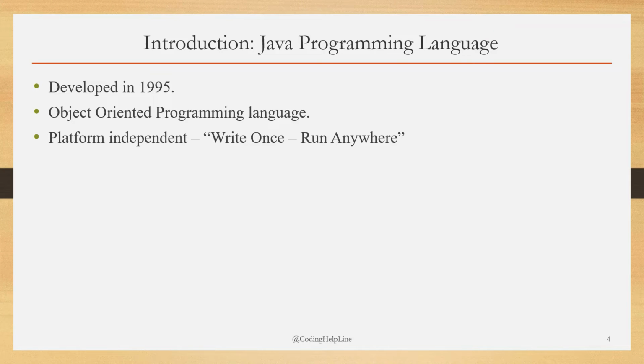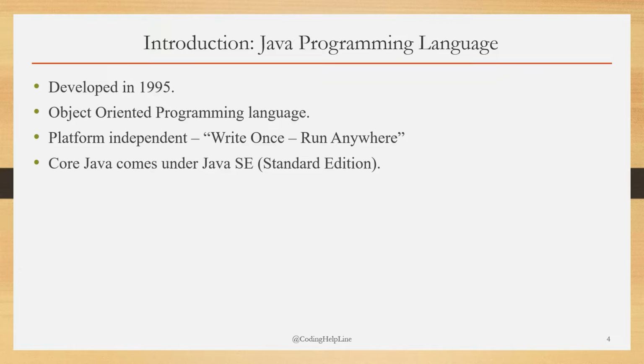Java is platform independent. It has a slogan, write once and run anywhere. Actually, Java programs are compiled into bytecode. The bytecode is then interpreted by the Java virtual machine and executed. So it is independent of the platform because every machine has a JVM installed, for example, Windows, Mac, or Linux.